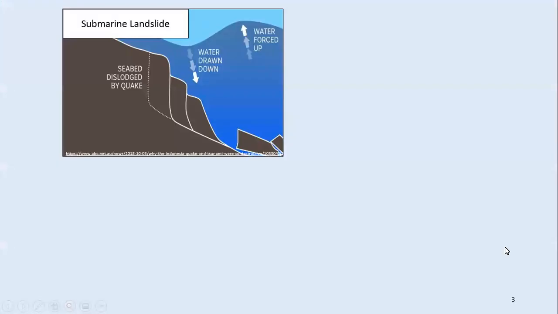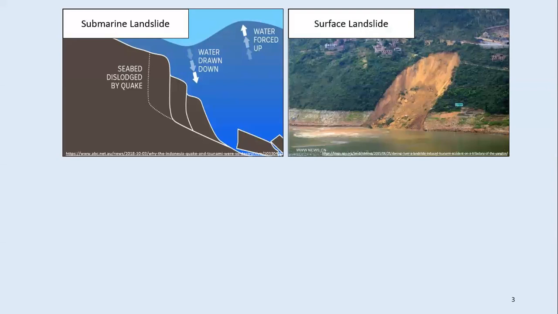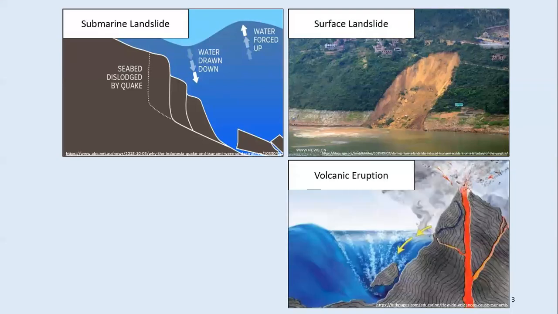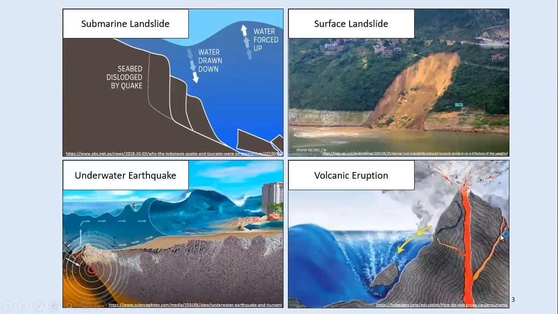How are tsunamis generated? A tsunami can be triggered by a submarine landslide, surface landslides, volcanic eruptions, and underwater earthquakes. In all scenarios, abrupt and large volumes of earth and debris rapidly displace ocean waters.